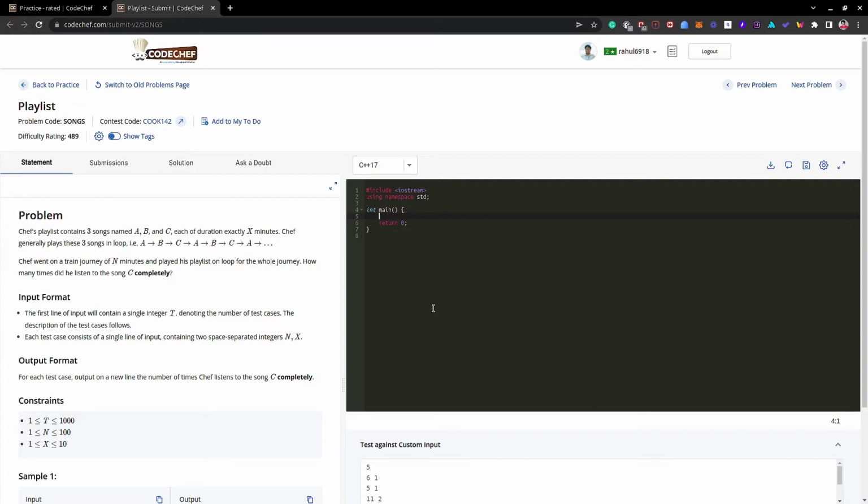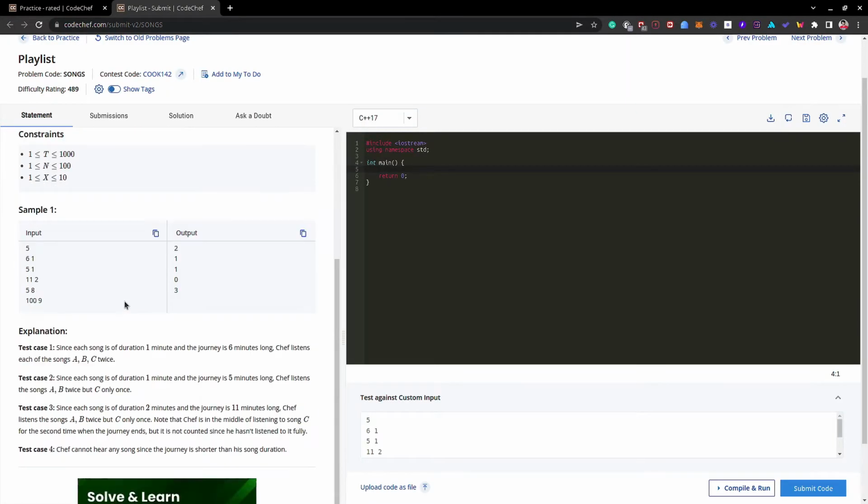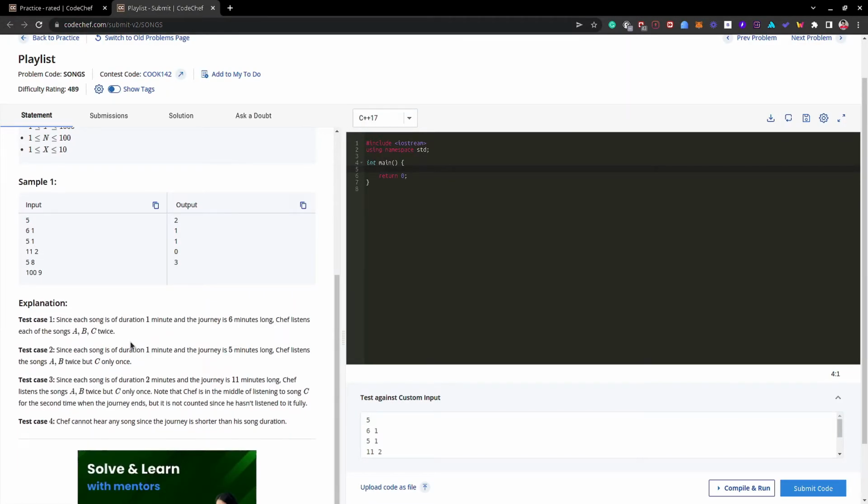Like he's just like me, I play those songs in a loop so many times. So first of all, the test cases. Since each song has a duration of 1 minute and the journey is 6 minutes long, Chef listens to the songs ABC twice.